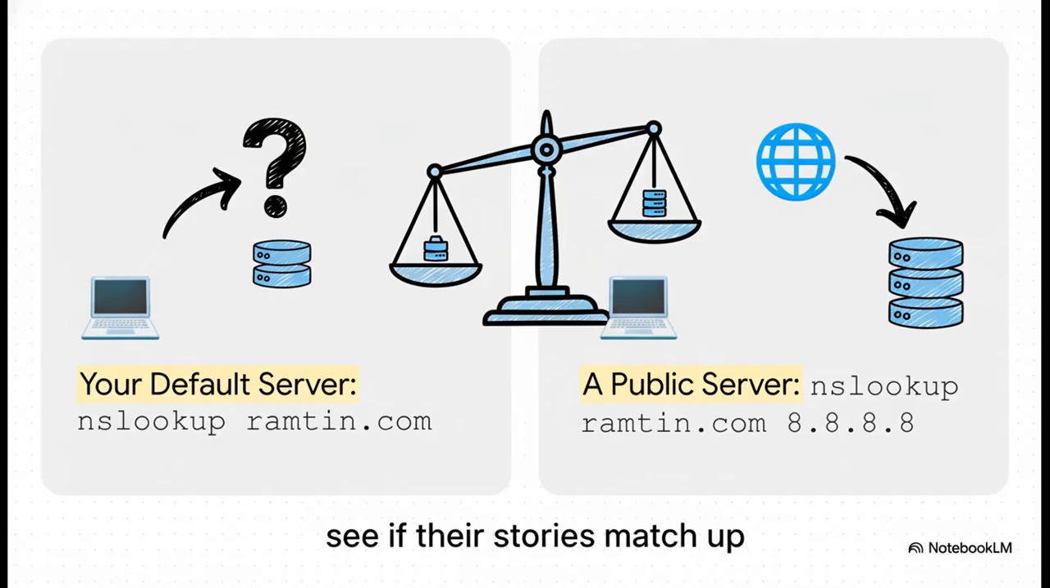And here's where it gets really cool. A real pro detective move. You can get a second opinion. The first command, that's you asking your usual DNS server. But what if you think that server might be wrong, or even lying to you? Well, you can use the second command to go ask a totally different public server, like Google's 8.8.8.8, and see if they tell you the same story.